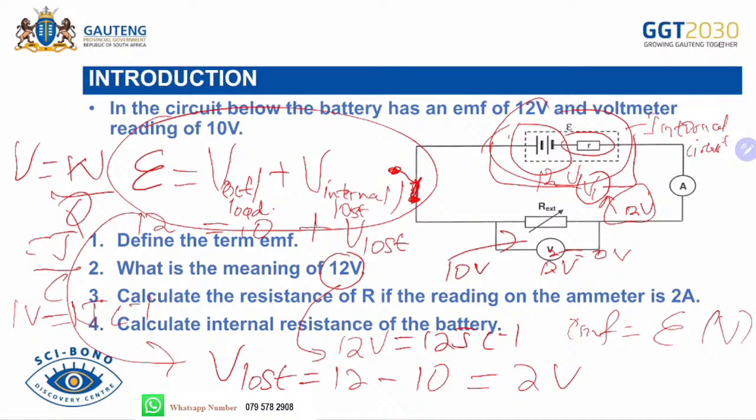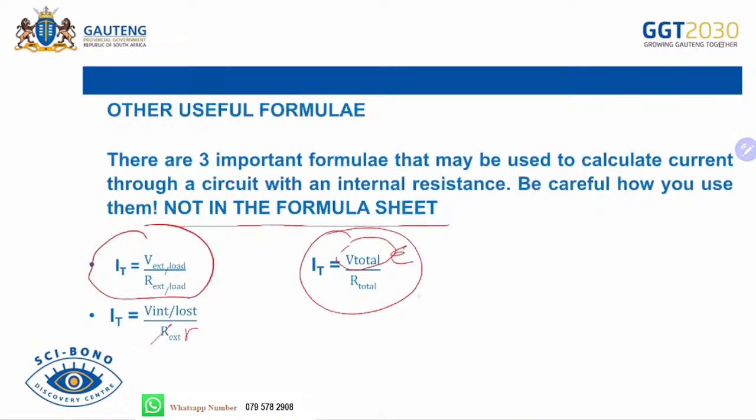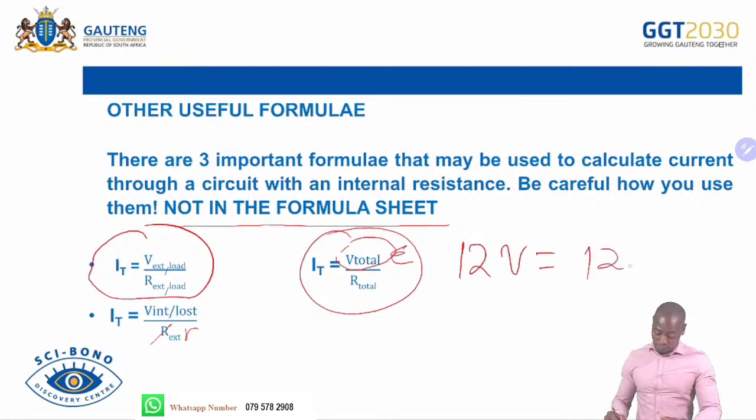Give us the meaning of 10 volts. 12 volts is equivalent to 12 joules per coulomb, or 10 volts is equivalent to 10 joules per coulomb. What is the meaning of that? It means that each coulomb of charge... so it means that 12 volts, remember, is equivalent to 12 joules per coulomb.